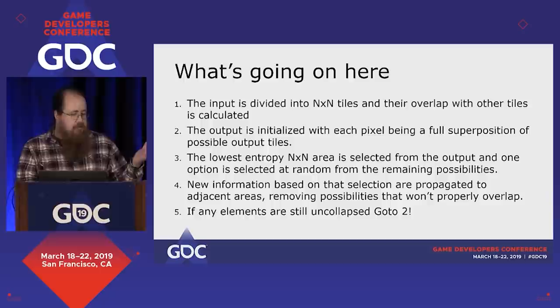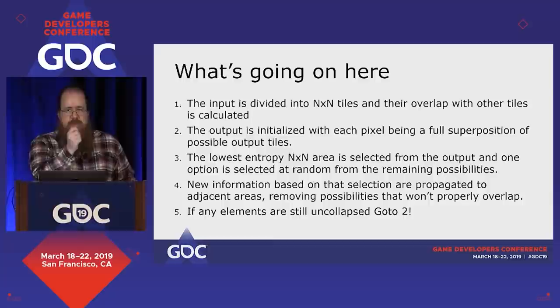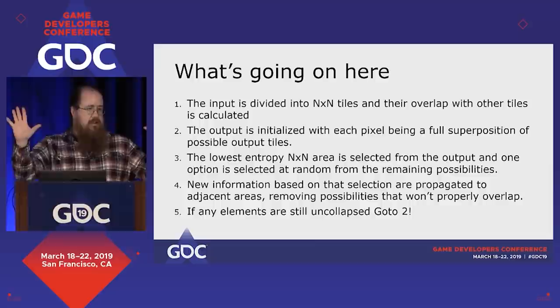And then it's got some new information. I know that this tile exists. These adjacencies are removed from the list. And then it continues until every output has only a single selection. And that's pretty much it. So if you didn't catch that, we'll walk through that in a little more detail here.